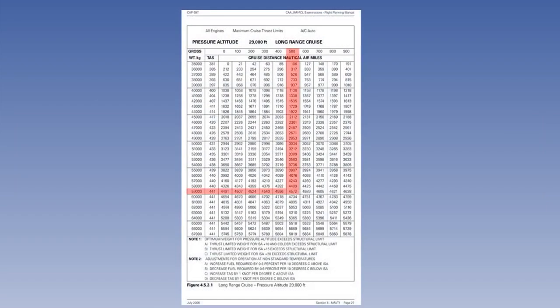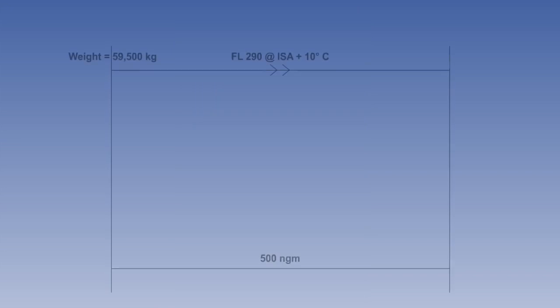Go back to figure 4531 with the gross weight of 59,500 kilograms. To do this, enter on the left of the table at 59,000 and move along to the column headed 500. This is the cell for a weight of 59,500 kilograms. The figure 4572 thus found is the maximum theoretical still air range that the aircraft can attain with this amount of fuel. This puts us at this point on the diagram, with a potential range of 4,572 nautical air miles.